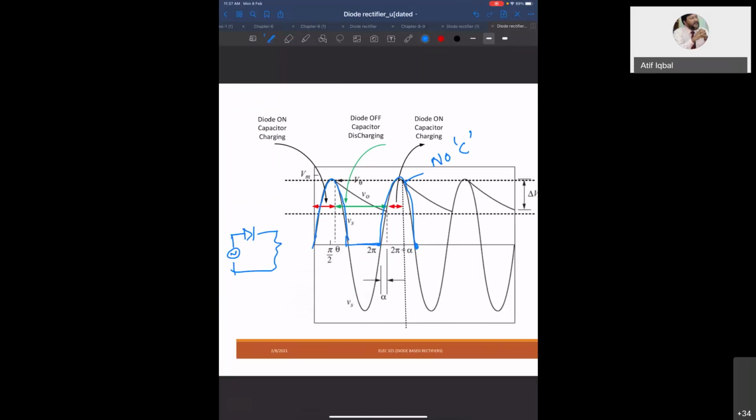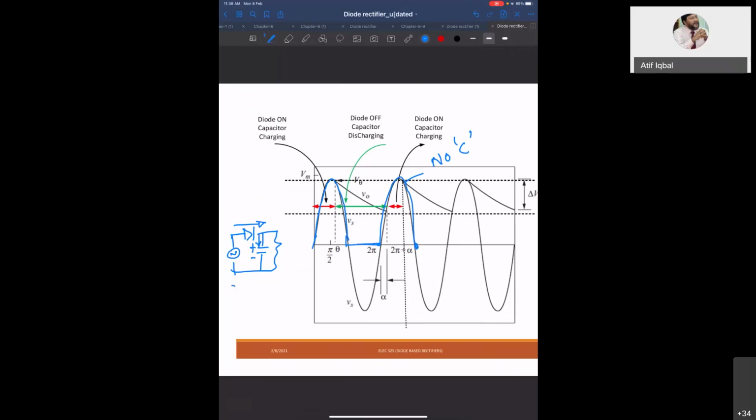Okay. Now, what will happen if you have a capacitor? When you have a capacitor and the current is coming from this diode, it will pass through the capacitor and charge it. When it charges the capacitor, the voltage across the capacitor will increase. And once the voltage across the capacitor has increased to equal the source voltage, it will turn off the diode.